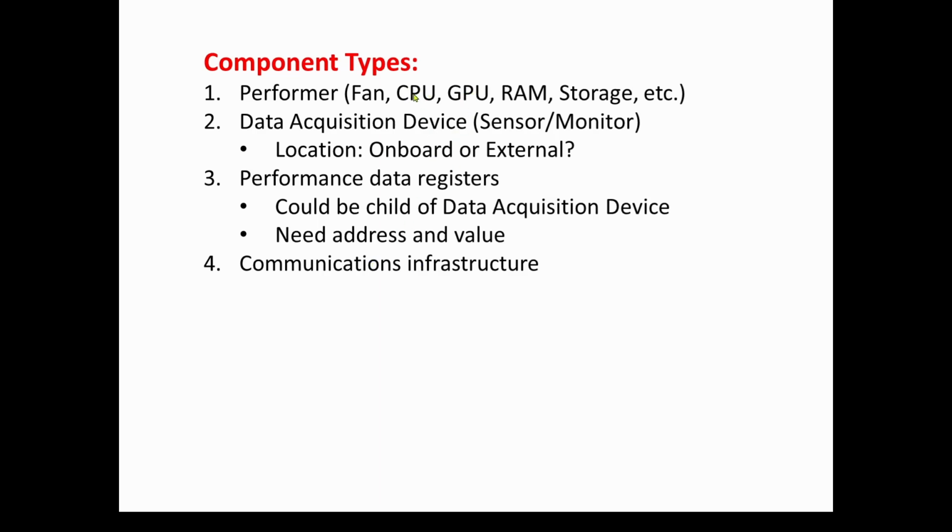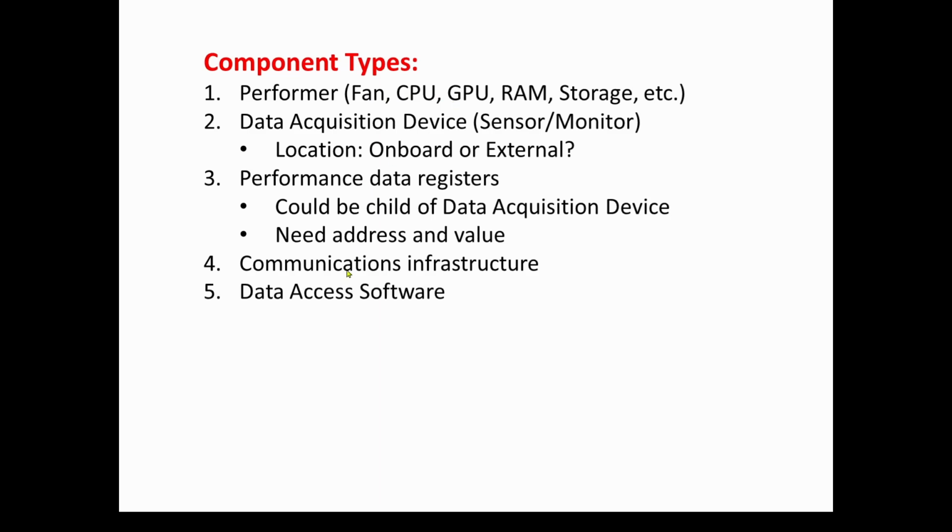If you're going to get CPU data, your CPU is already running this application, so maybe you just have to get a register locally on the CPU. The fan, depending on where the fan data acquisition device is, you might have to communicate with that. So you can start to see there's a lot of different possible communications infrastructure we might have to deal with, different registers, different data acquisition devices, and lots of different, what I call, performers.